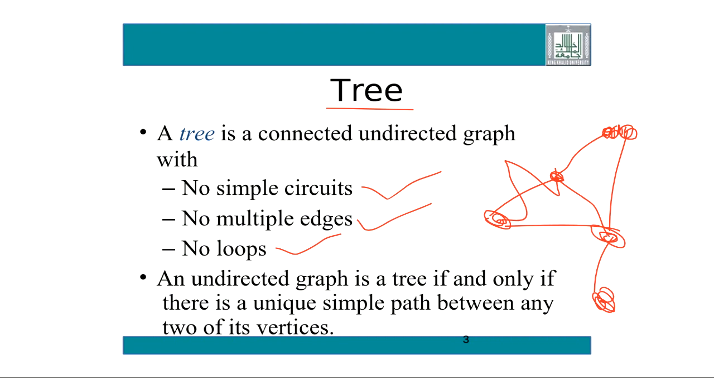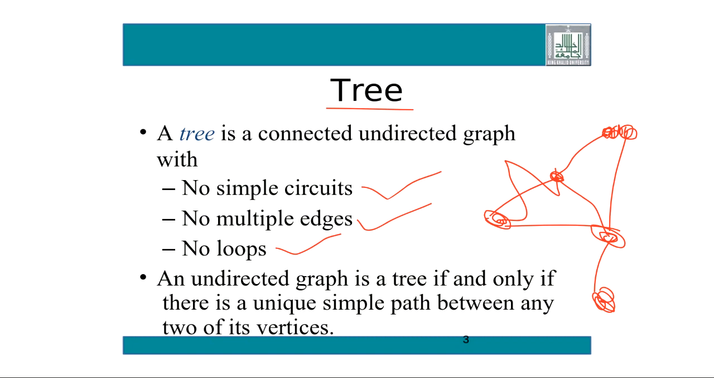Okay, thank you. Now see, this is the definition of a tree. If I ask the definition of a tree, you have to write: a tree is a connected undirected graph with no simple circuits, with no multiple edges, with no loops. An undirected graph is a tree if and only if there is a unique simple path between any two of its vertices.